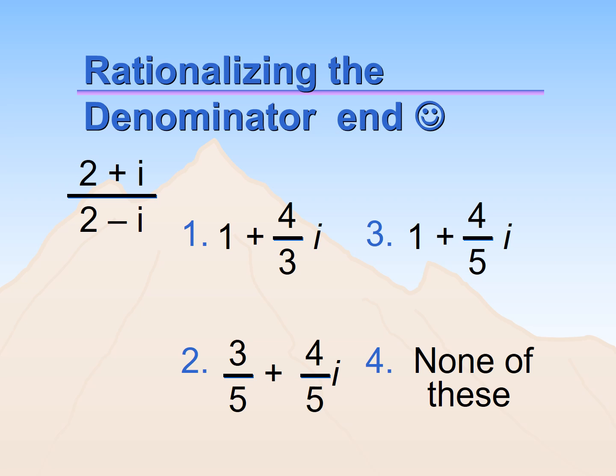One more. All right, you should have multiplied by the conjugate 2 plus i. And by doing so, top and bottom, and then either doing the FOIL method or the box method on top and bottom, you would end up with 3 over 5 plus 4 over 5i.